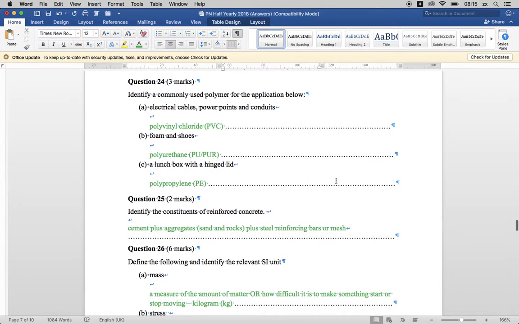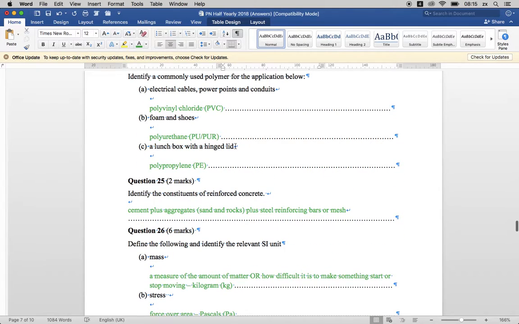Question 24, we're going to name 3 different polymers. So for electrical cables, it's PVC, polyvinyl chloride, I'd take either. For foam and shoes, so shoes is a bit vague there. The idea is that you have to be able to pick a material that is used in both products. So foam is the most common. Foam is made from polyurethane, and the shoe uppers are made of polyurethane as a substitute for leather.